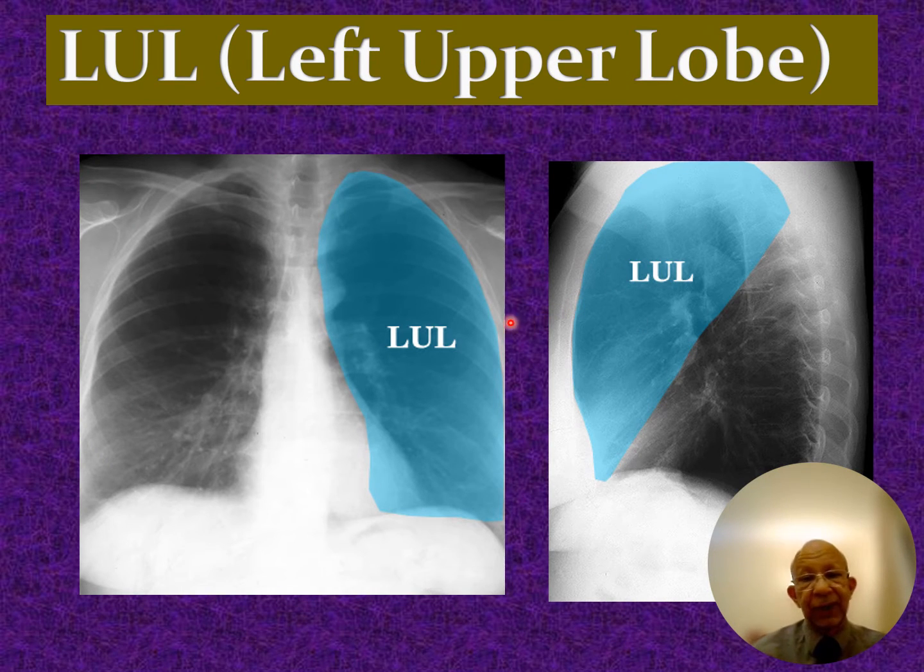Now let's go to the left side. The left upper lobe, you can see it's anterior, occupying almost all of the front of the left lung. This is the lingular process of the left upper lobe, and you can see the lingular component sits by the left heart border. Again, the left upper lobe occupies almost all of the anterior aspect of the left lung on an X-ray.